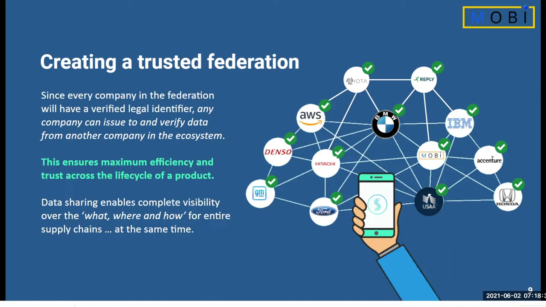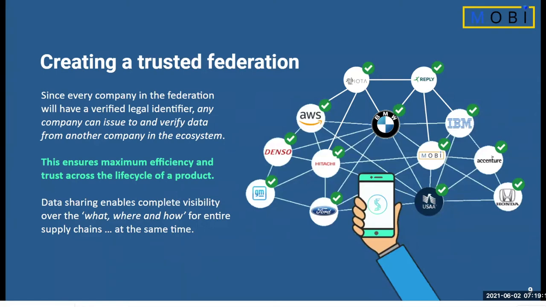This obviously then creates maximum efficiency and trust across the life cycle of a product, for example, such as a car. So this data sharing enables now complete visibility over the what, where, and how for entire supply chains at the same time. And if you're worried about privacy, there are ways to do this also in zero knowledge that requires, as I like to call it, propeller head crypto. But it works and it is entirely doable.